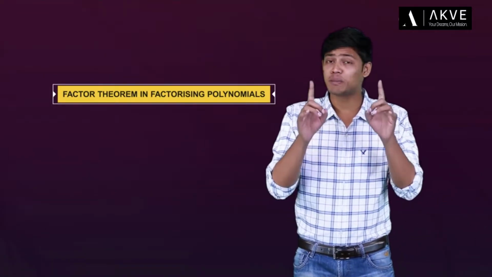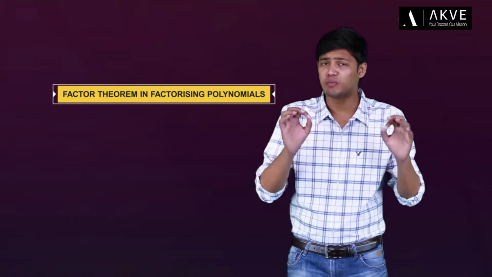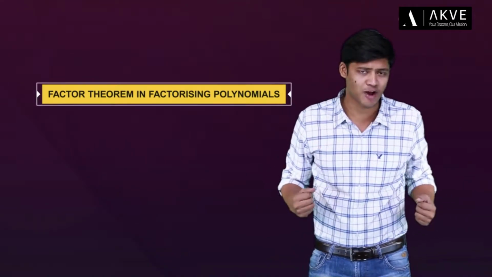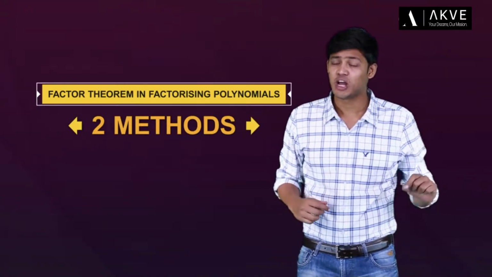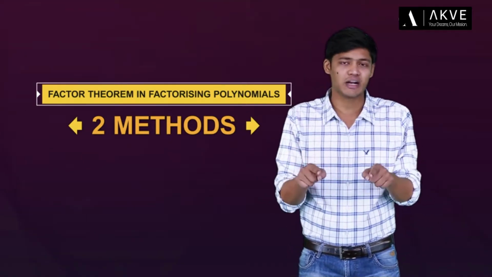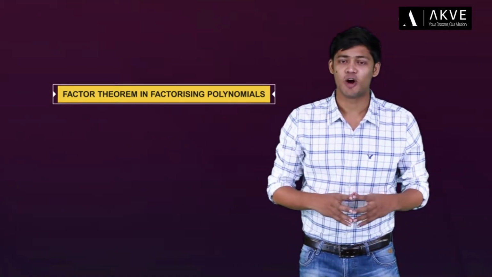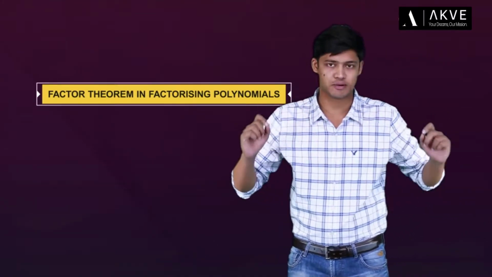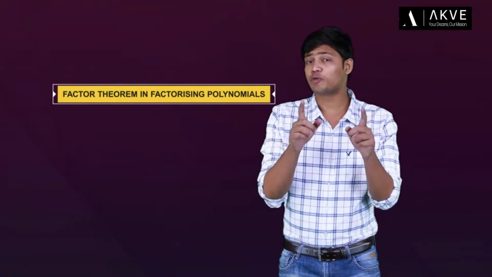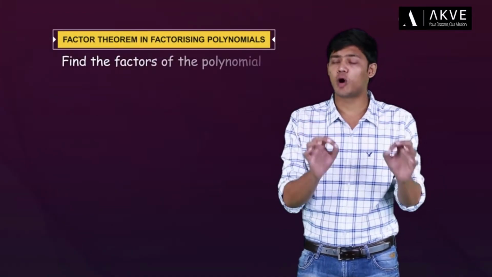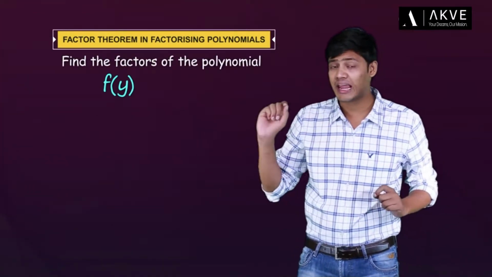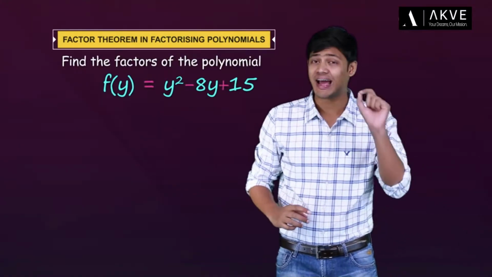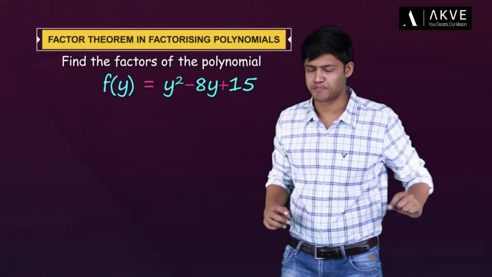I know you might be wondering why it is important to learn this method as well when we already have two methods. You will understand that by the end of this video. We will be learning this method with the help of an example. So we have to find the factors of the polynomial f of y equal to y squared minus 8y plus 15 with the help of the factor theorem.